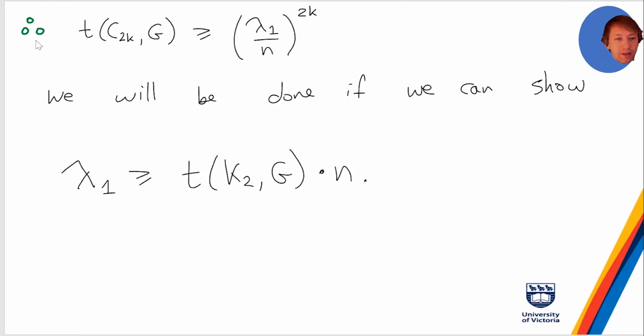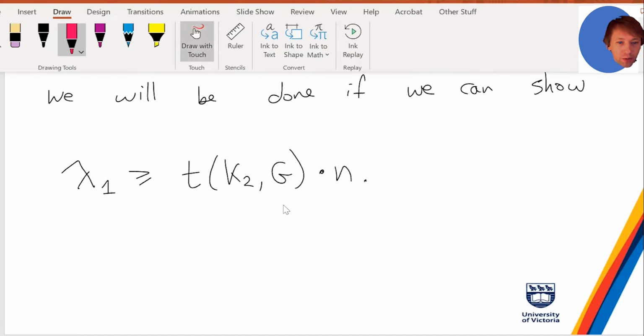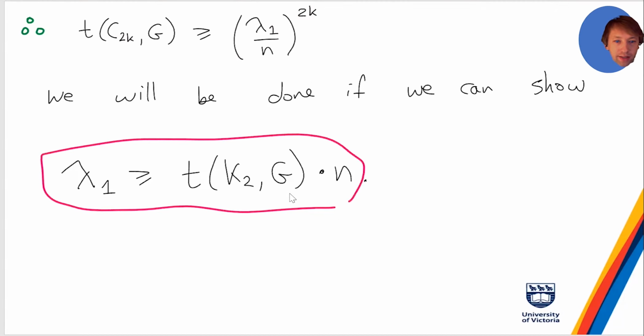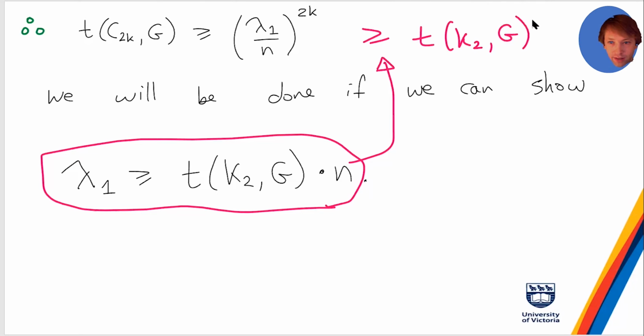Okay, so this is where we've gotten so far. If we can prove this inequality, that lambda 1 is at least the K2 density of G times n, then if we plug it in here, this would be at least the K2 density to the 2k power, which is what we set out to prove. And later we'll talk about why this is actually tight. In some sense it feels like we're throwing away a lot, but actually we prove a tight inequality at the end.